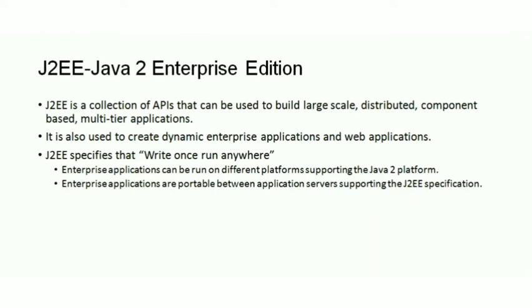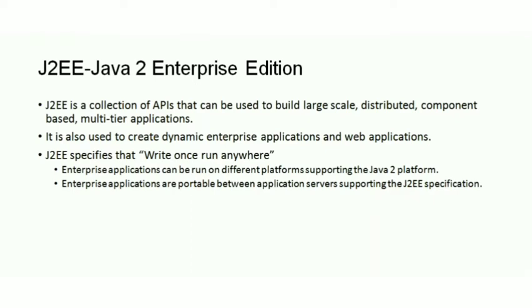J2EE is also used to create dynamic enterprise applications and web applications. To create a web application, you have to use J2EE APIs. It specifies write once, run anywhere. As we all know, Java is a platform independent language. So when you create one code, you can run it on any type of system that has that application's bytecode. So J2EE also specifies write once, run anywhere.